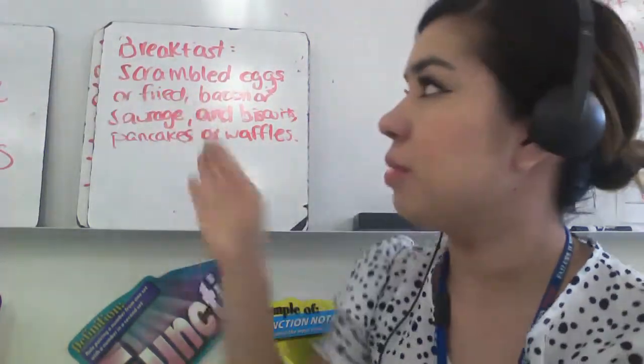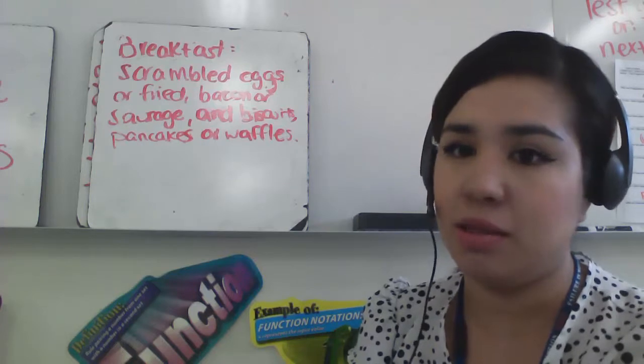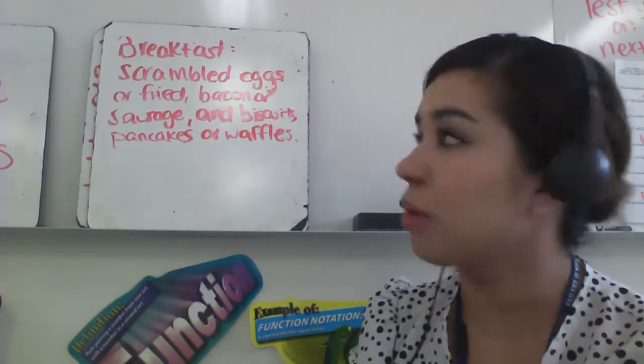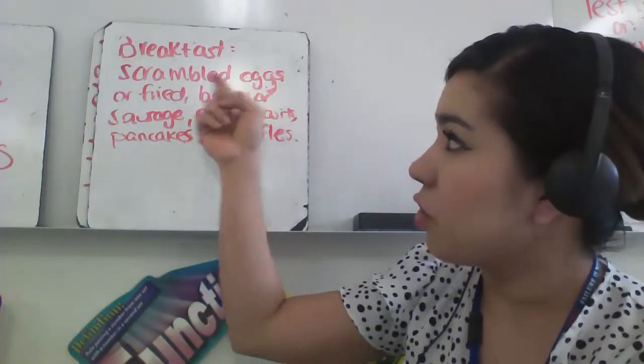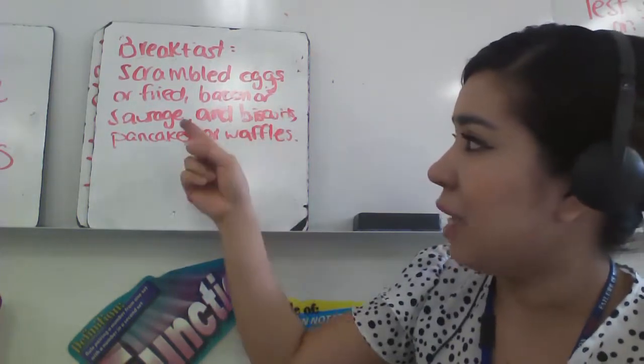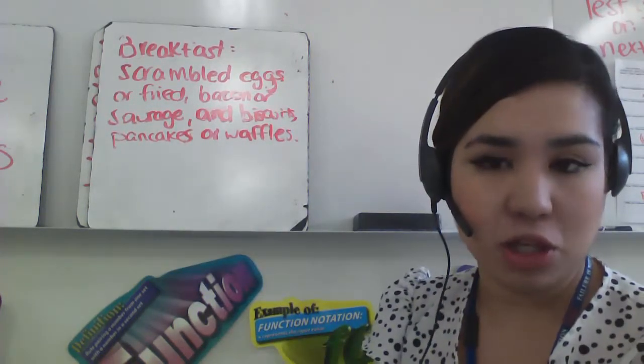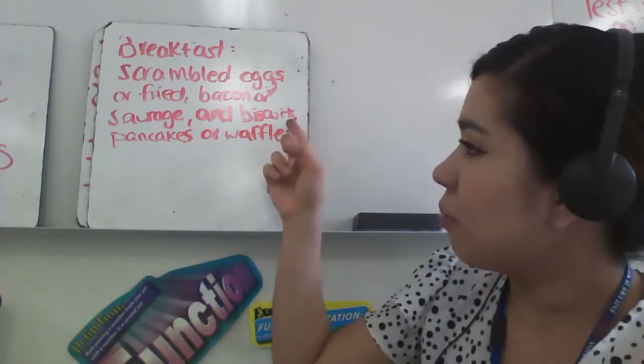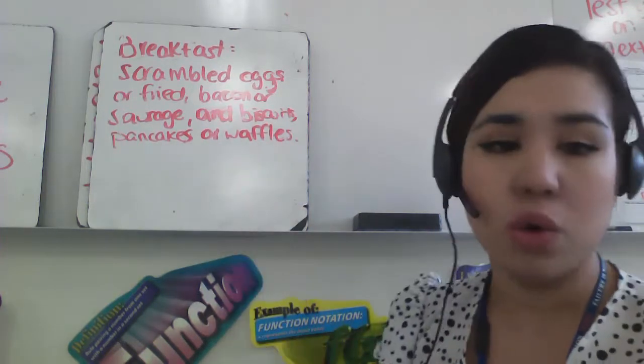In the first problem that you have in your notes, it says that there's some breakfast items that you can choose from. The first item is whether you want scrambled eggs or fried. Then it gives you the option of choosing bacon or sausage. And the third option is what kind of bread you want, biscuits, pancakes, or waffles.